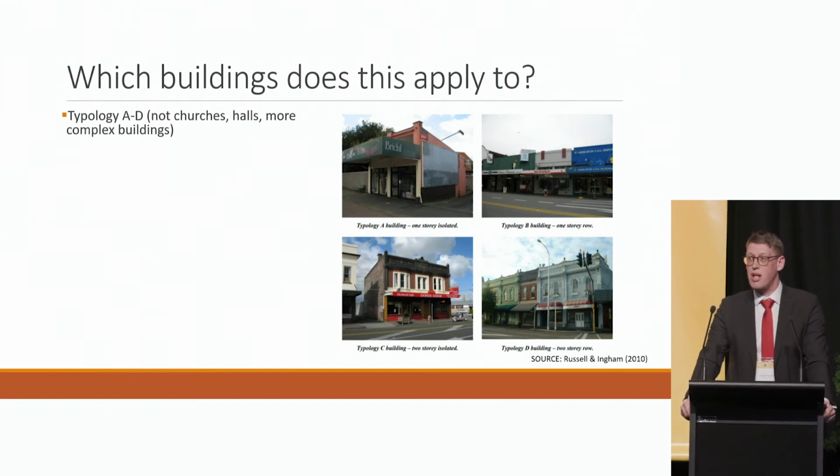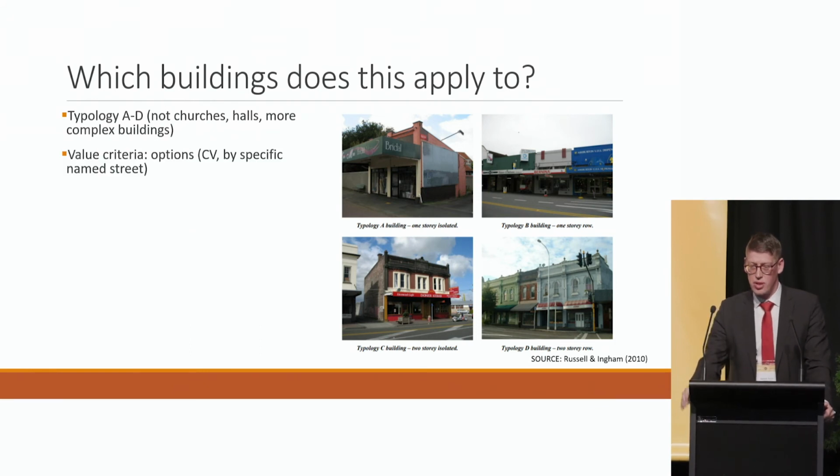Jason Ingham and Alistair Russell did some work in 2010 identifying 7 different typologies of masonry buildings in New Zealand, and we propose to apply this to buildings within typology A to D, which is, say, 1- and 2-storey buildings. It's not really intended for more complicated structures like churches or things that might have larger diaphragms or irregular shapes.